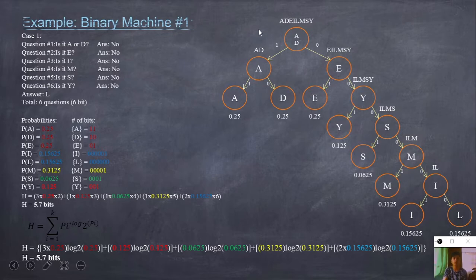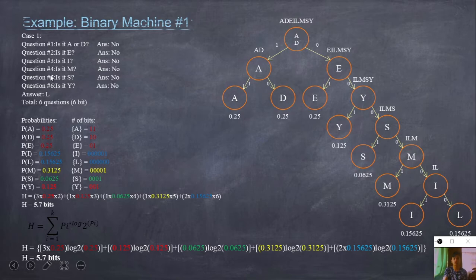In this binary machine, we use the variables A, D, E, I, L, M, S, Y. For case 1, it has 6 questions. Question 1, is it A or D? Answer is no. Is it E? Answer is no. Question 3, is it I? No. Question 4, is it M? No. Question 5, is it S? No. Question 6, is it Y? No. So the answer for this binary machine is the letter L.